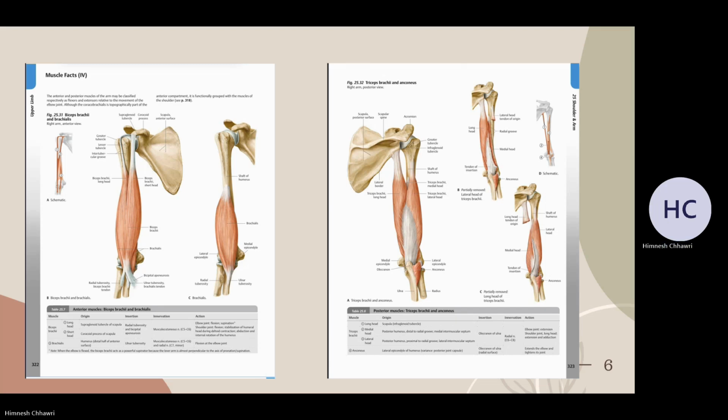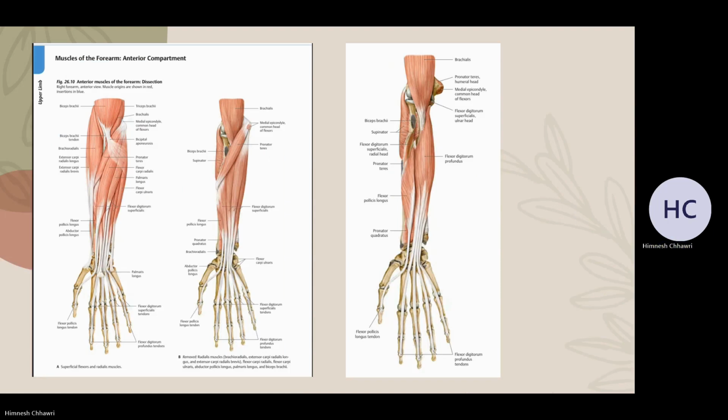Now we have a bit more challenging part, but we'll make it easy. Like all the muscles before were easy, even this is going to be very easy. So what we do is for the antebrachium or the forearm, we divide the muscles into three compartments. We divide it into the anterior compartment, the lateral compartment, and the posterior compartment. Okay, anterior, lateral, posterior.